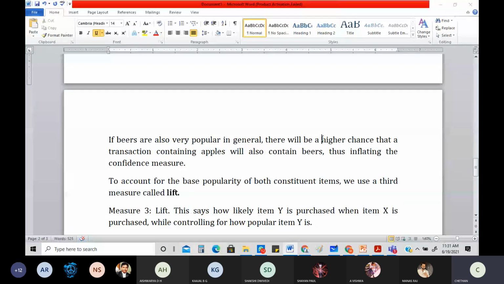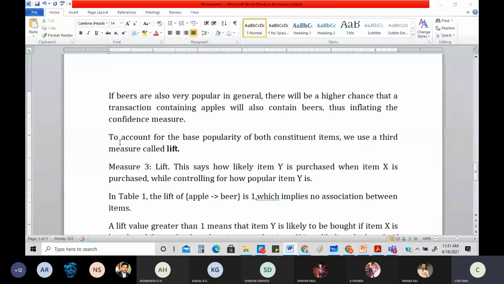Okay, so to account for all of this, to figure out all of this, we come across a third thing. This is where the answer for your last part, which is the evaluation of pattern, starts. So please keep that in mind.